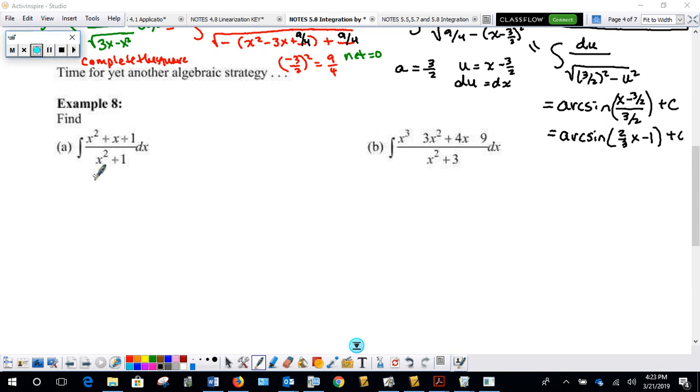All right, another algebra strategy that we have a tendency to use. Okay, let's take a look at each of these problems. So this one, you would initially look at this and be like, hey, this is going to be a trig rule. Now, one technique that we can do, we could split this and do x squared over x squared plus 1, x over x squared plus 1, 1 over x squared plus 1.